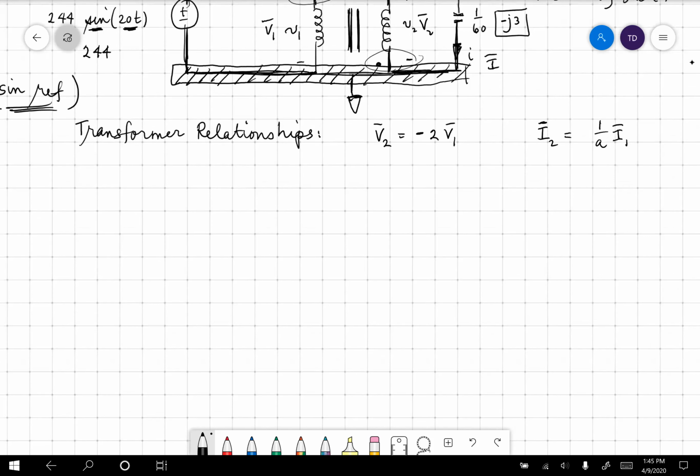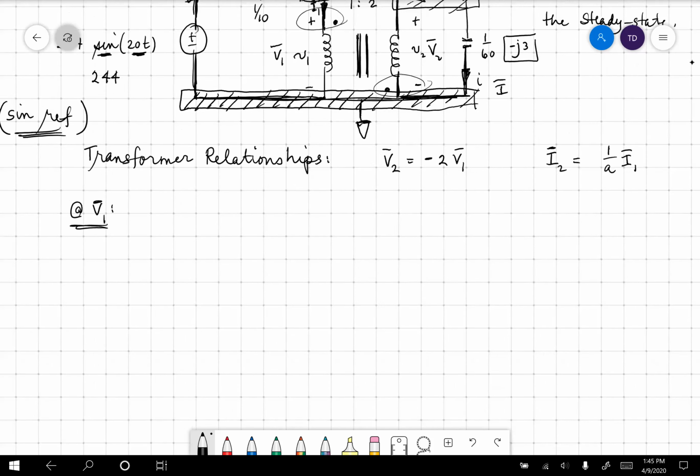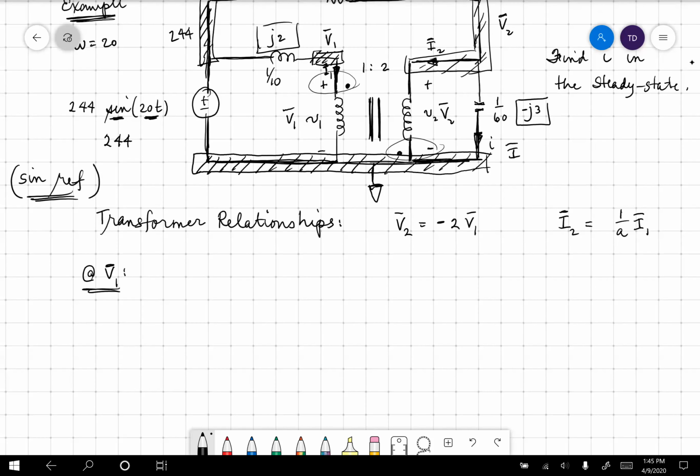So here we go. At V1. So far, the only thing that's different is we put this node here in the middle of two elements. But remember, the reason we have to do it is because we don't have this as an inductor to be able to write something with regard to the inductor. We don't have that, so we need to put that node voltage there.